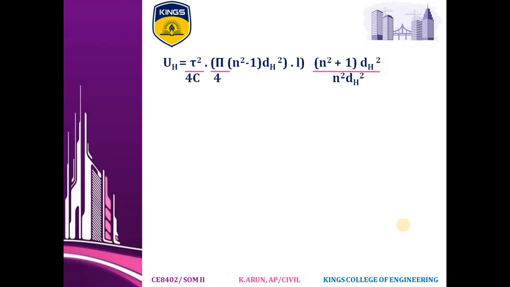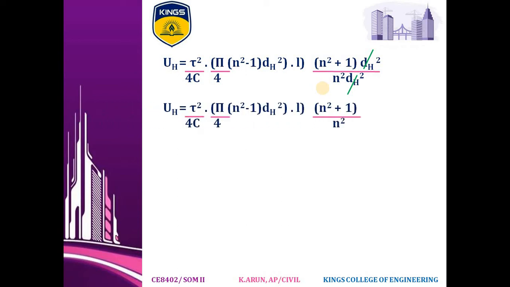The next step: I am taking d_H square common in this term. So tau square by 4C into pi by 4 into (n square minus 1), multiplied by small d_H square into L, and here also d_H square is common, so I have taken it outside. Here d_H square is common in both the numerator and denominator, so I am cancelling it, and then I am simplifying this.